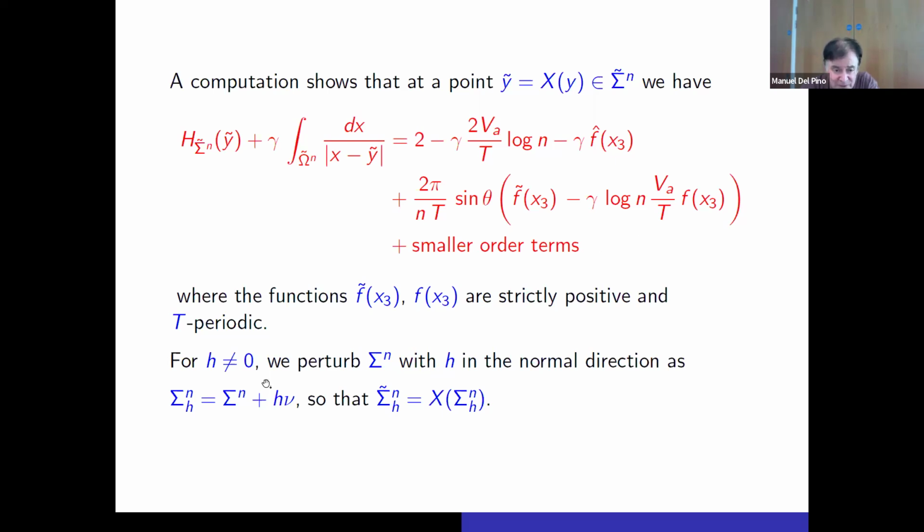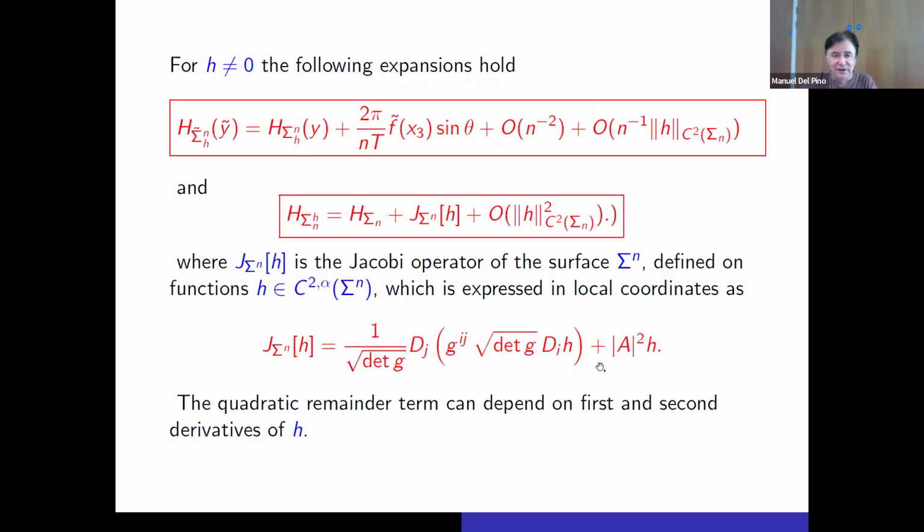So for h not zero, we perturb sigma n by some little h, okay? And then I find these surfaces here, the surfaces sigma n h and the corresponding image through the cylindrical coordinates. Also, it turns out that I can expand the mean curvature of sigma tilde n h in the following way, as the mean curvature of sigma n h plus these terms here. Yeah, this is a fact.